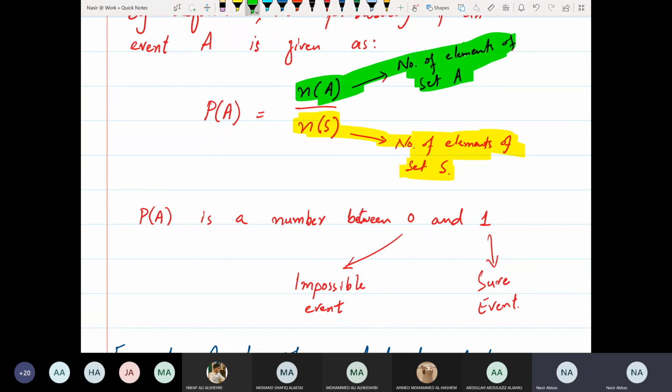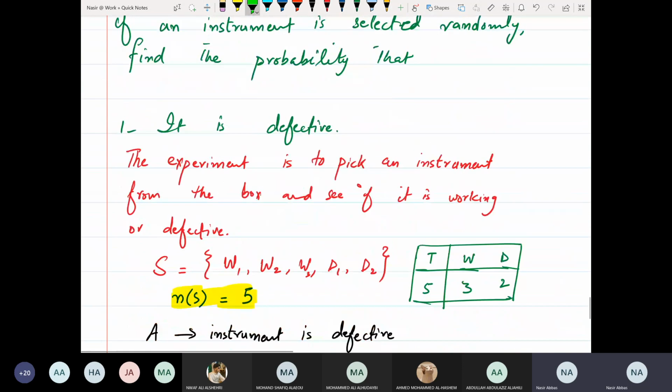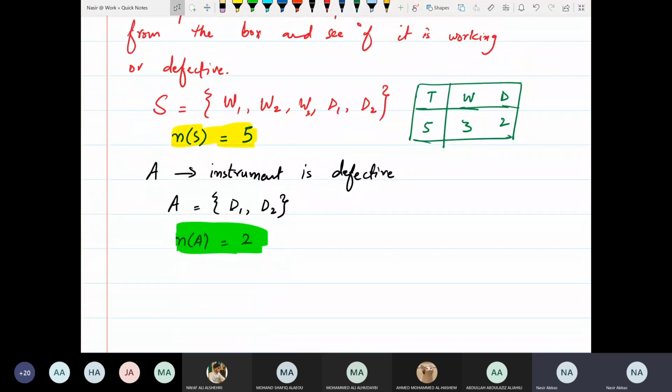Now that you have everything, you can simply plug in the numbers into the definition of P of A, which is n of A divided by n of S. So now you're ready to get the answer. The probability of A, which is n of A divided by n of S, is 2 over 5, which is 40%.